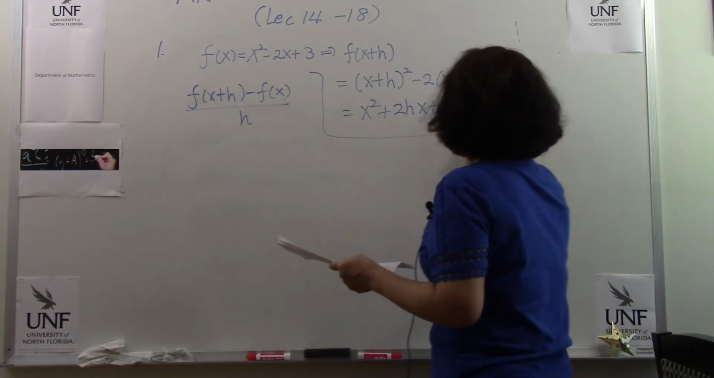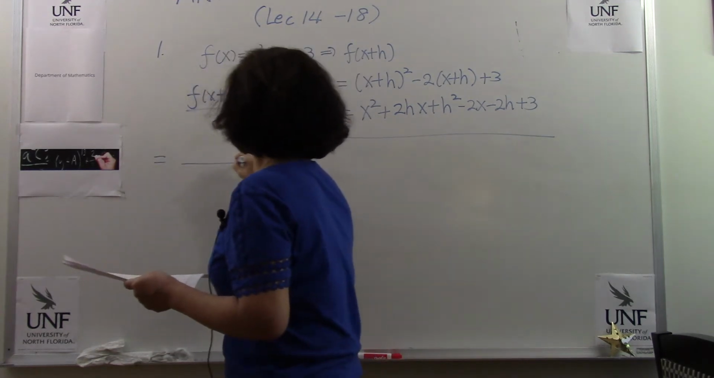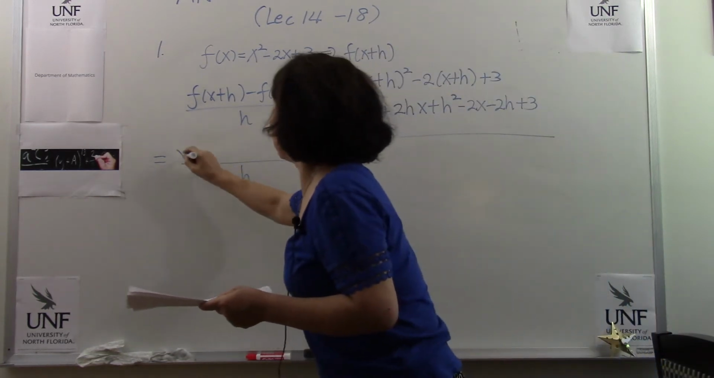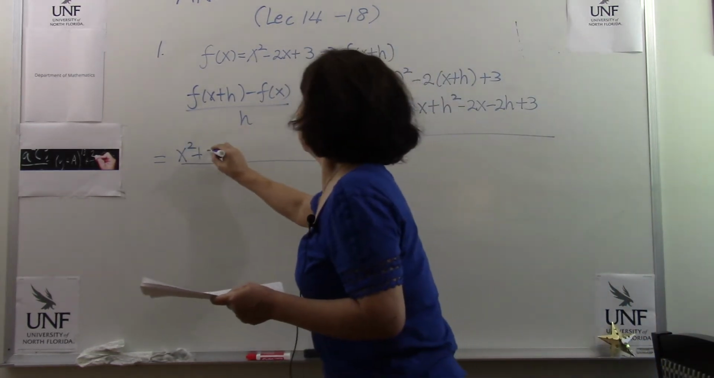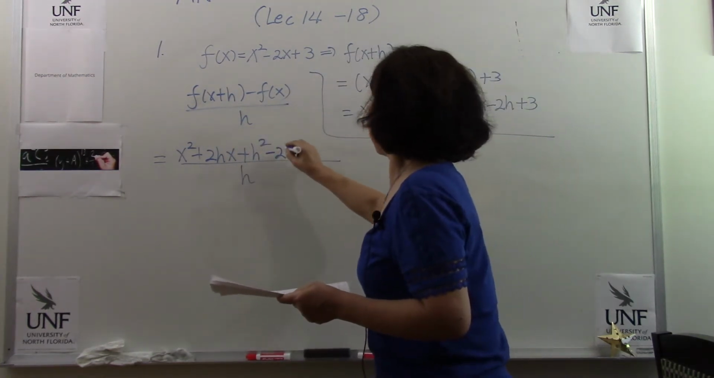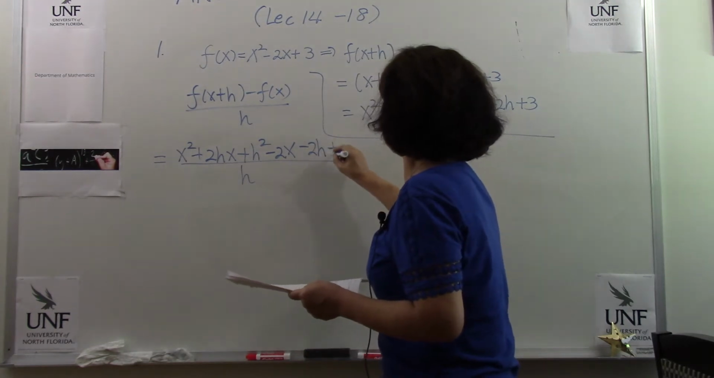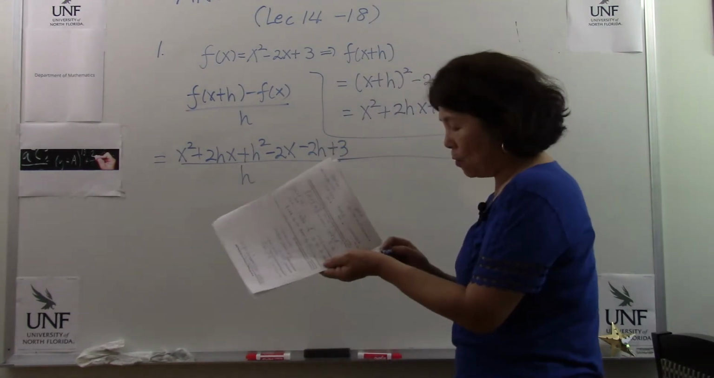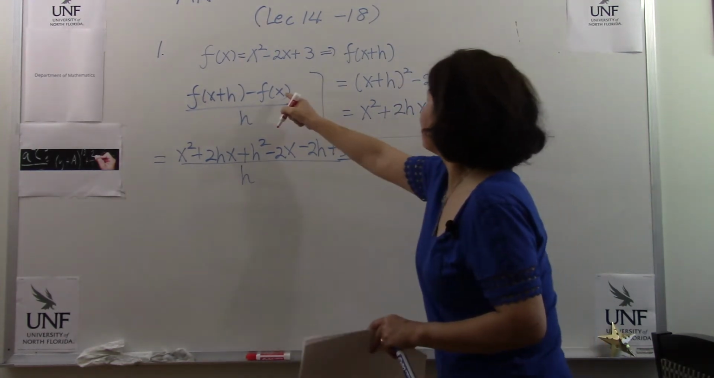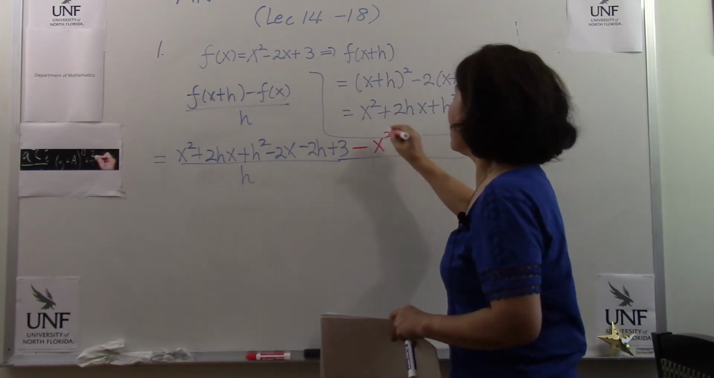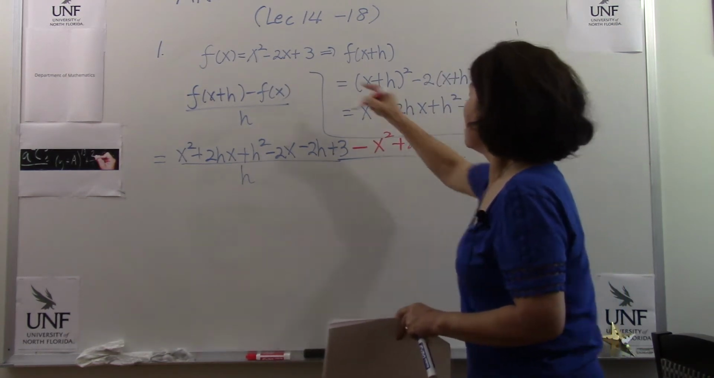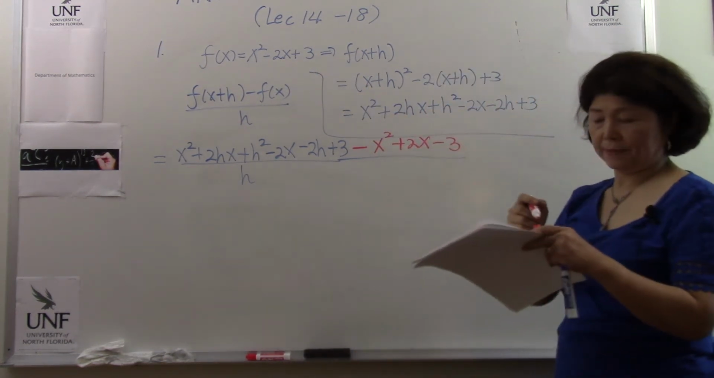So now we go over here, and the h. F of x plus h is this, so I'm going to copy: x squared plus 2hx plus h squared minus 2x minus 2h plus 3. Now we are going to subtract the whole quantity of f of x. So minus x squared, and I'm going to keep using this, so change it to the opposite: plus 2x minus 3.